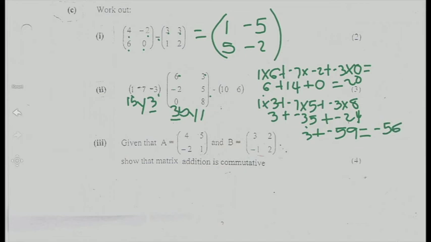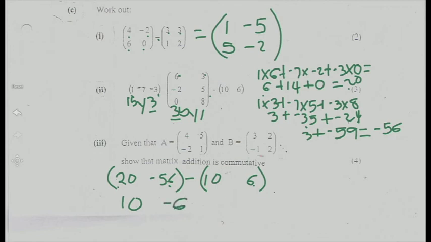So we are not done. We have 20 and negative 56 minus 10 and 6. So 20 minus 10 will give us 10. Negative 56 minus 6 will give us negative 62.